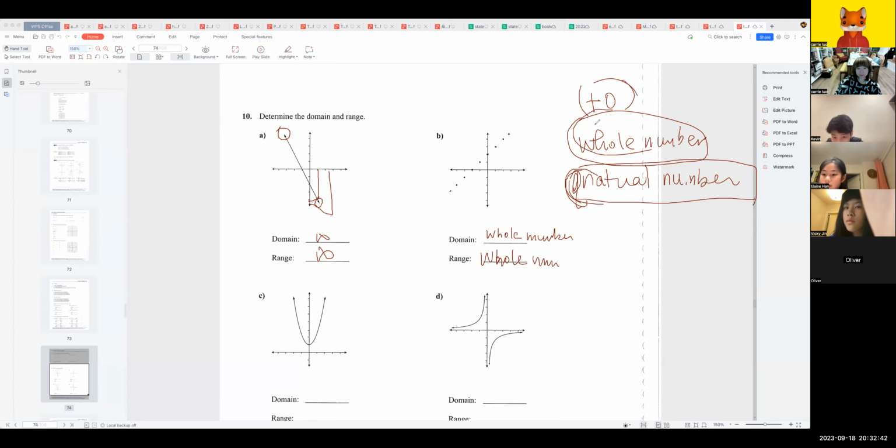Get it? Okay, so that's why. But can we reach 0? No. This one cannot reach 0, do you see? It doesn't touch 0, so what is it? Yes, it's natural. Get it, everybody?